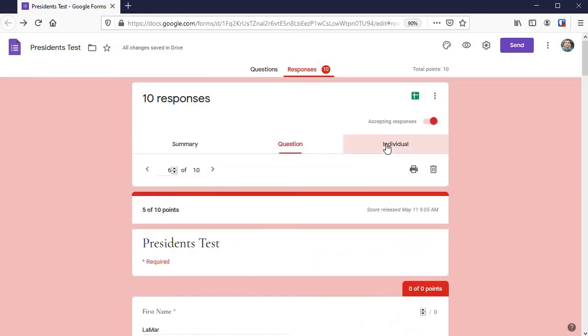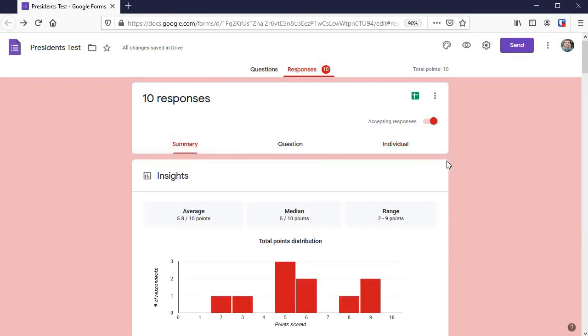Lastly, by individual, so this is one student at a time. You can click through to view who was responding to each of those and find the data that way. And so those are the 3 ways that you can view responses.